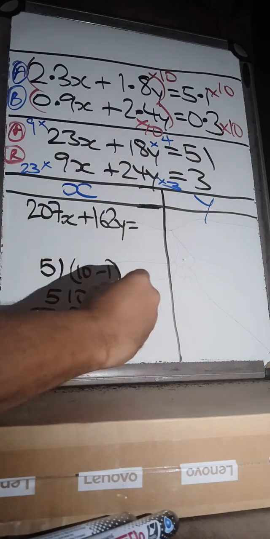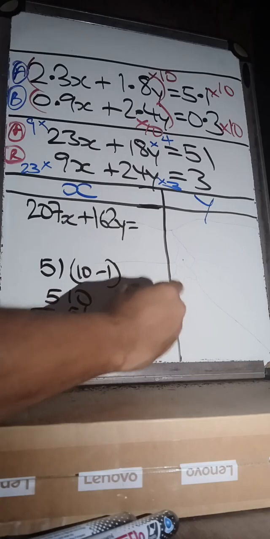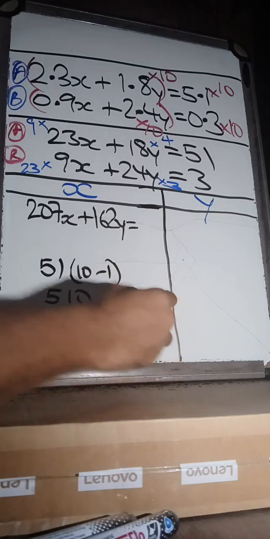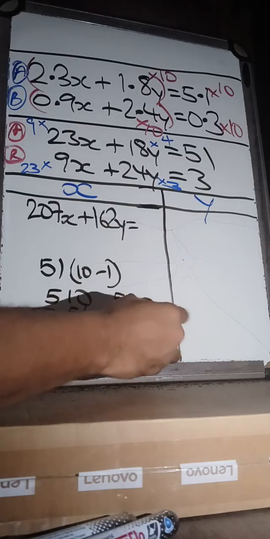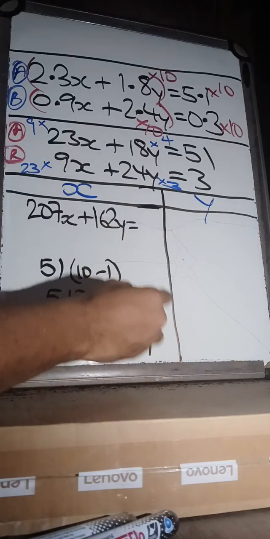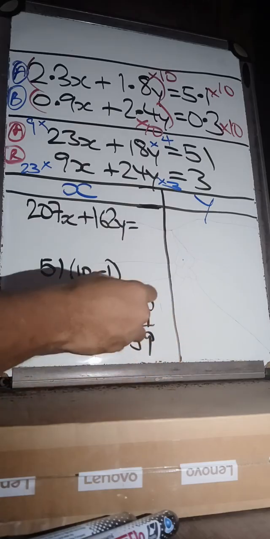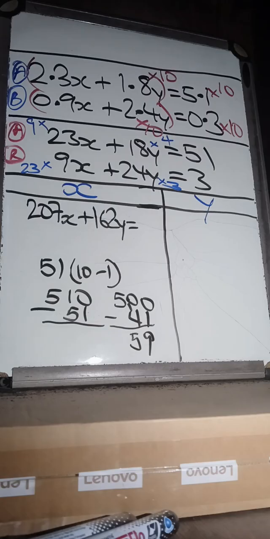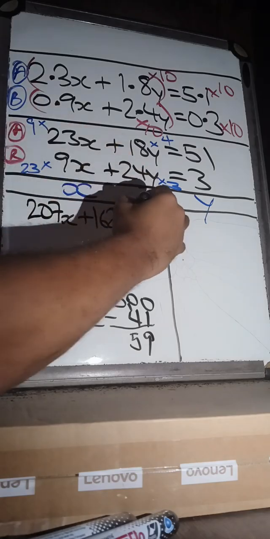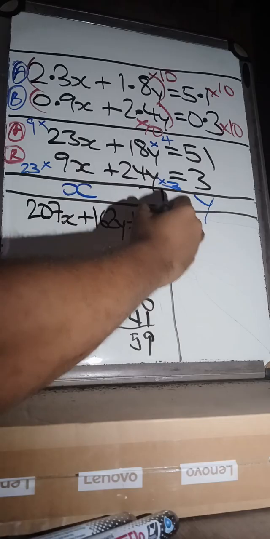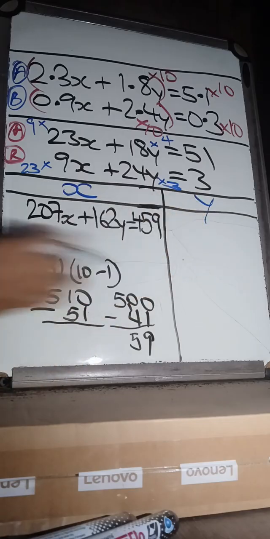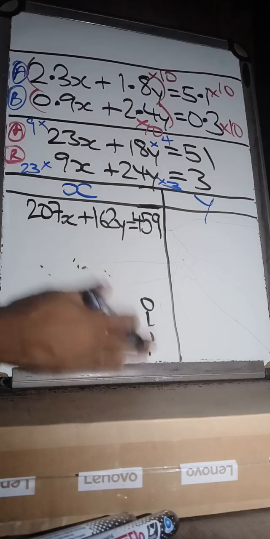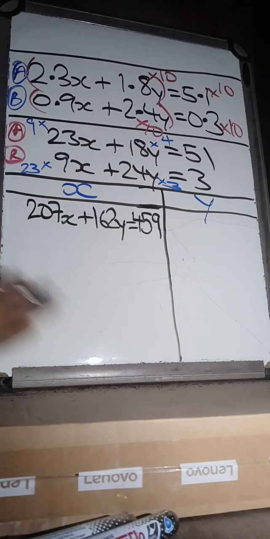So that means this will be 500 minus 41. Okay, so 459. Alright, so 459. So we're done with that now.